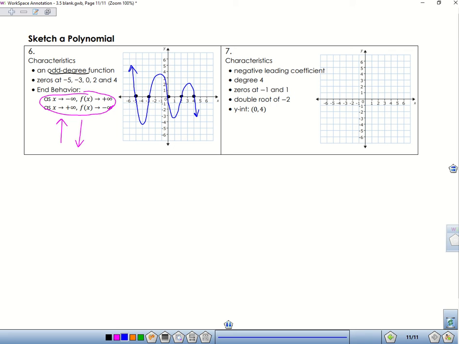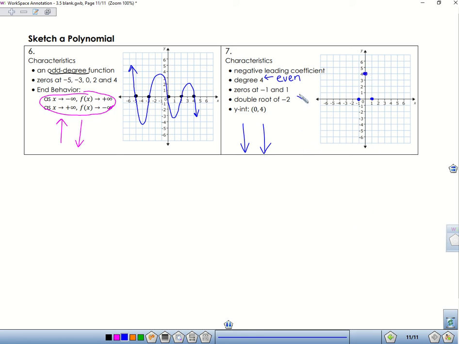So the next one is going to be slightly more tricky, but it's not too bad. It says negative leading coefficient. If we have a negative leading coefficient, we have two end behavior possibilities according to our chart. But we also know the degree is 4. If the degree is 4, is the degree even or odd? Even. So this is negative even. What's the end behavior look like for a negative even polynomial? Down, down. I can plot my zeros, which they gave me, and I can also plot my y-intercept at 0, 4, which looks like it's right here.